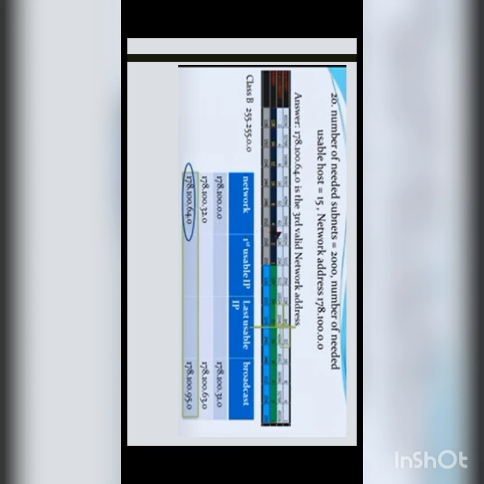Last number. Number of needed subnets is equal to 2000. The number of needed usable hosts is equal to 15. The network address is equal to 178.100.0.0. So the valid network address is 178.100.64.0 from the third valid network address.